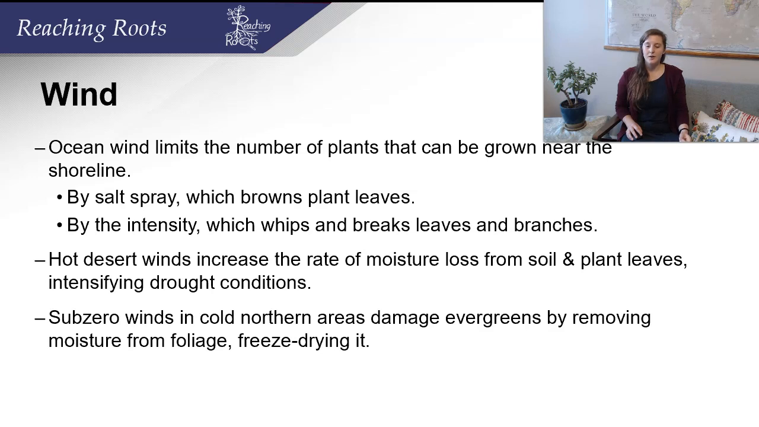In hot deserts, if they have increased winds, this will increase the rate of moisture loss through plant leaves, so it increases the rate of transpiration, which is water loss from plants. And this can make the plant have drought conditions, which means loss of water. In a cold area, when the wind blows, such as in northern areas, it can damage plants, such as evergreen plants. More water will be evaporating from the plant leaves, and that will reduce moisture and can cause what's called freeze drying.